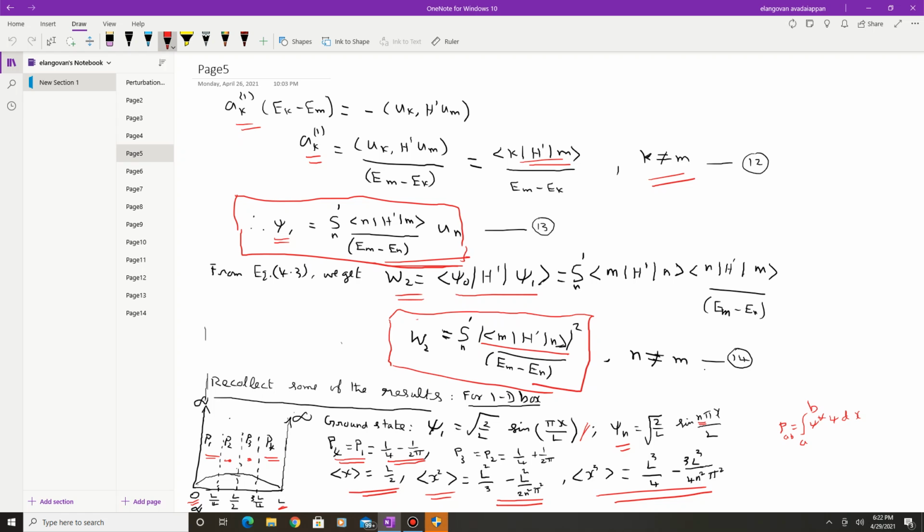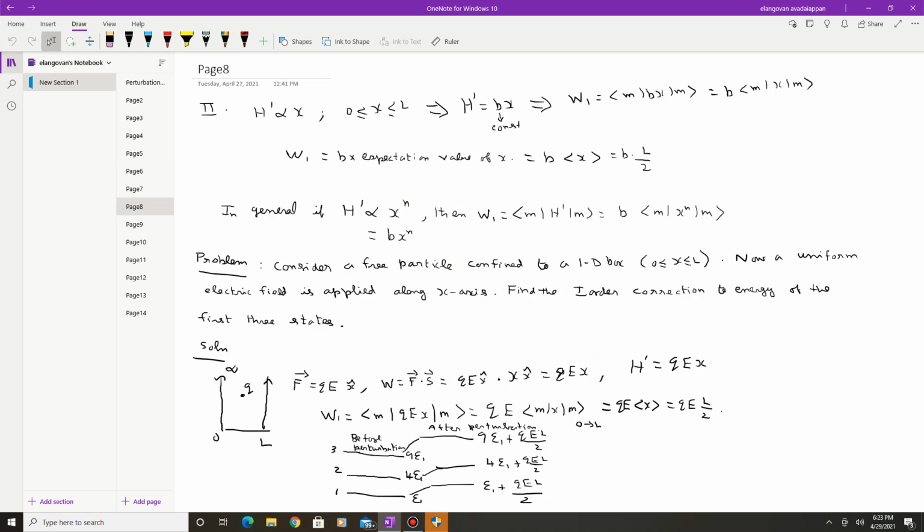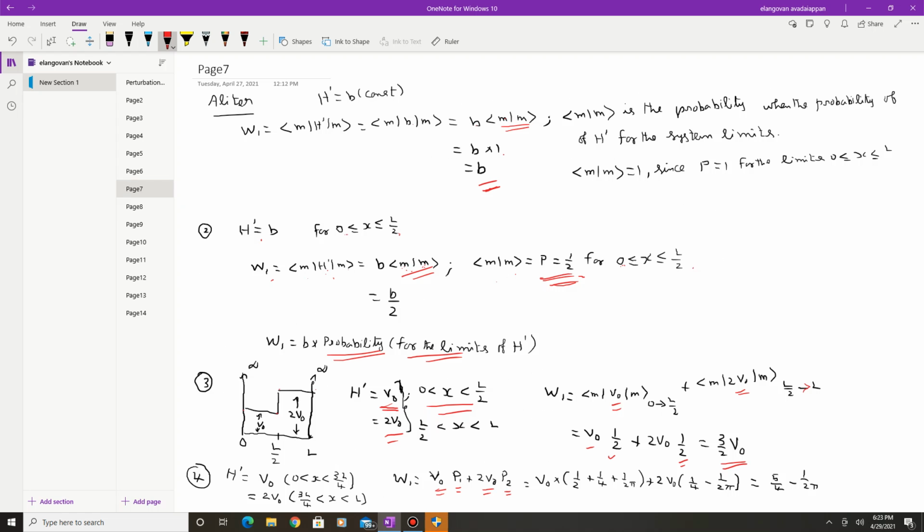From here, for 0 to 3L by 4, you add all three, because P1, P2, P3 are given. If you add, you will get that result. So this is a half plus 1 by 4 plus 1 by 2 pi, plus 2V naught into 1 by 4 minus 1 by 2 pi. If you add, you will finally get it. That can be easily done if you remember the probability between the two limits. Otherwise we have to calculate.